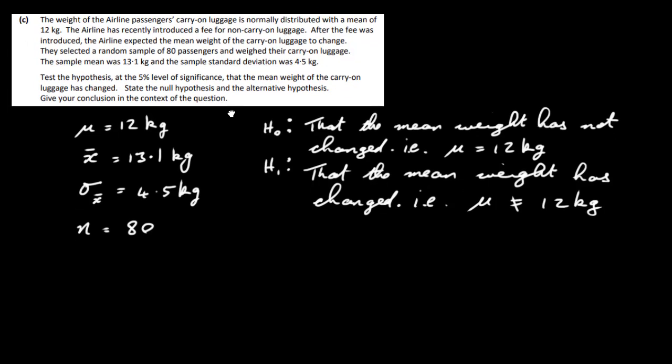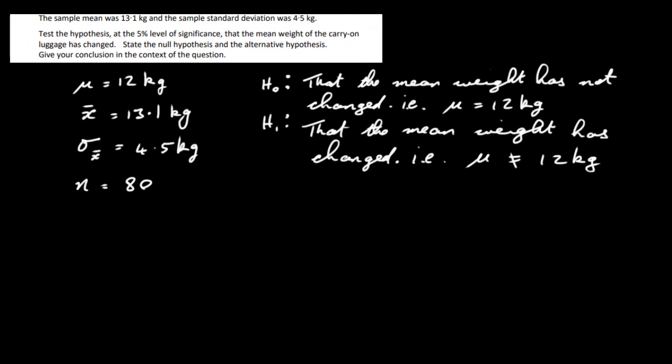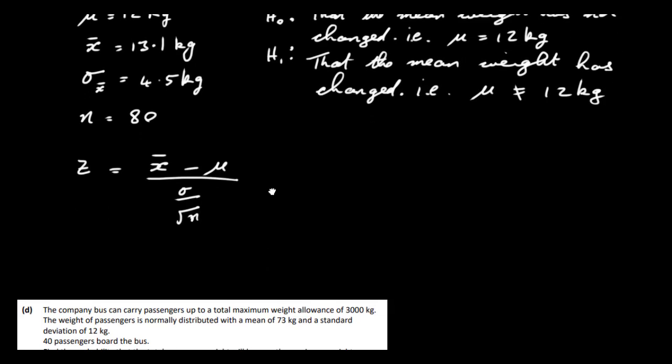So what I'm going to do here is just look at our test statistic. That's going to be Z is equal to x bar minus mu, over, because we took a sample here, our standard deviation, which is sigma over square root of n. This is our standard error. Now let's just put our values in here and work this out.